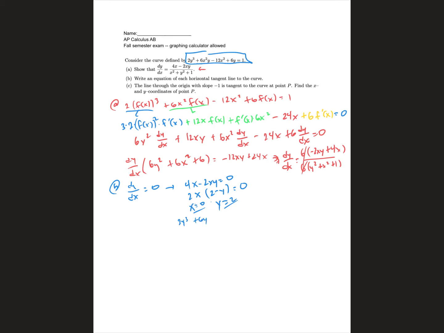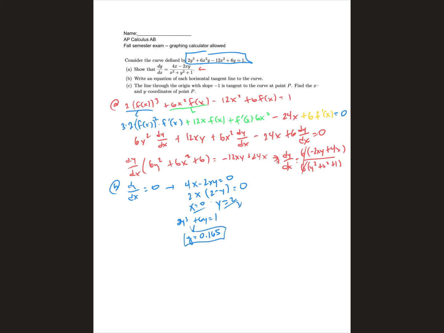So if I start with x equals 0, that would give me 2y cubed plus 6y equals 1. And because you're using a calculator, you should just go ahead and use your calculator to solve this. And when you do, you get y equals 0.165. So the horizontal tangent line is going to be y equals that number, so this is one of them.